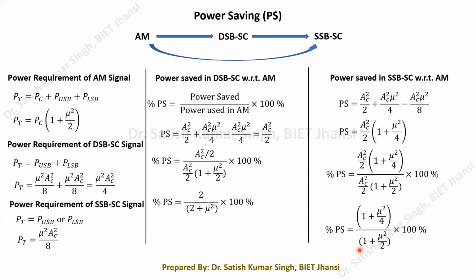So ultimately the expression we get for percentage power saving when we move from AM directly to SSB equals 1 plus mu square by 4 divided by 1 plus mu square by 2, into 100%. So try different values of mu, and see how much power we will be able to save when we move from one modulation scheme to another.